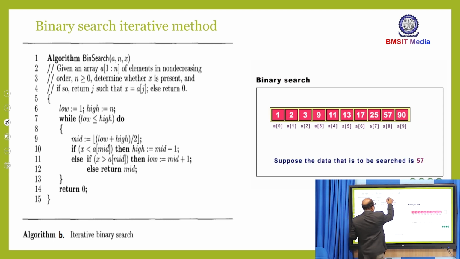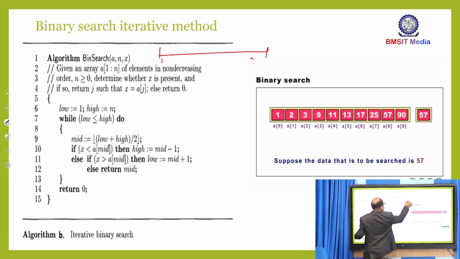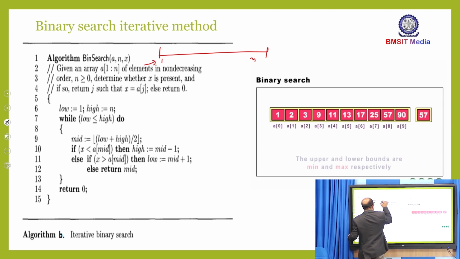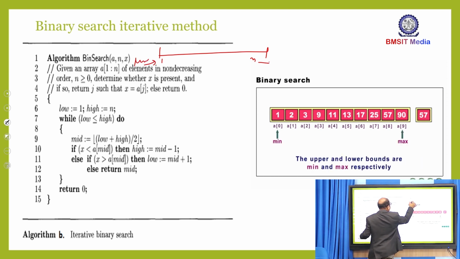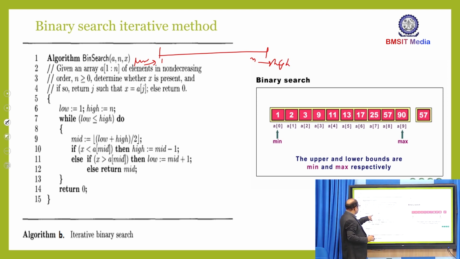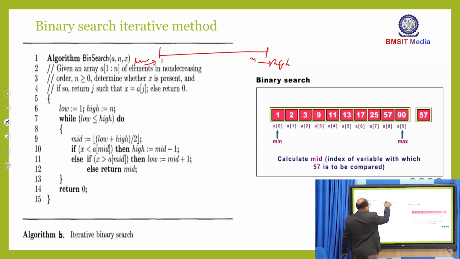Okay. I have some set of array elements, starting from 1, where n is there. For this I have given my low value, for this I have given my high value. And I am checking while low less than high, which means what? When 1 less than n, if I check, n can be 10. 1 less than 10, definitely it's true.